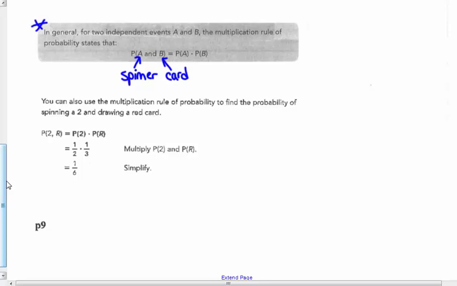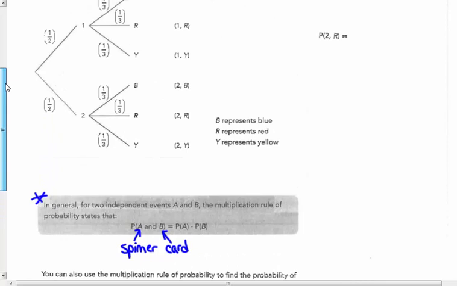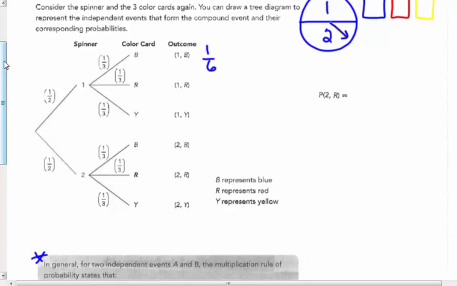In fact, each one of these events, a 1 and a blue, 1/2 times 1/3, 1/6. A 1 and a red, 1/2 times 1/3, 1/6. A 1 and a yellow, 1/2 times 1/3, 1/6. Because these are the same probability, 1/2 and 1/3, all the way down, you have 1 out of 6 chances. This is a uniform probability model where you have 1 out of 6 chances of getting a number 1 or 2 on the spinner and a blue, red, or yellow card.